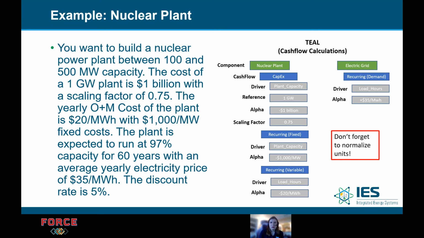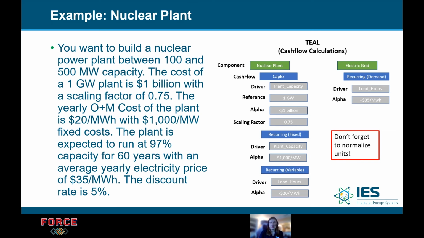So you have your component, which is a nuclear plant, your CapEx cash flow, which contains your driver, which is the capacity of the plant. And then you have your reference of 1 gigawatt and a scaling factor. And then you have your recurring, a fixed cash flow, whose driver is also the plant capacity because it's based on the megawatts of the plant. And then your alpha is that $1,000 per megawatt.